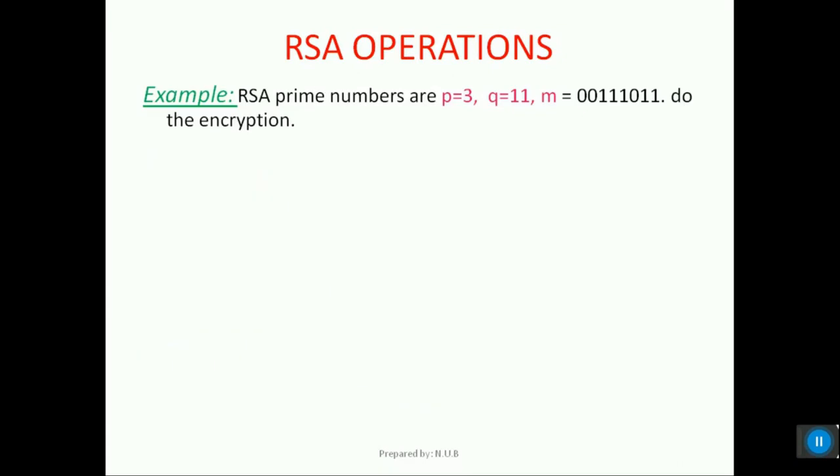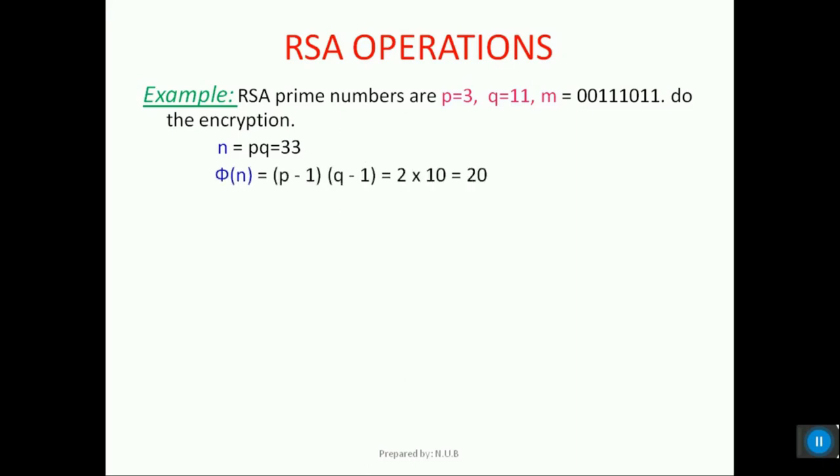Now let us have a look at an example by considering p is equal to 3 and q is equal to 11, which are quite small numbers, and the message as 00111011. Now let us calculate the first value, that is n is equal to p into q, which is equal to 33.